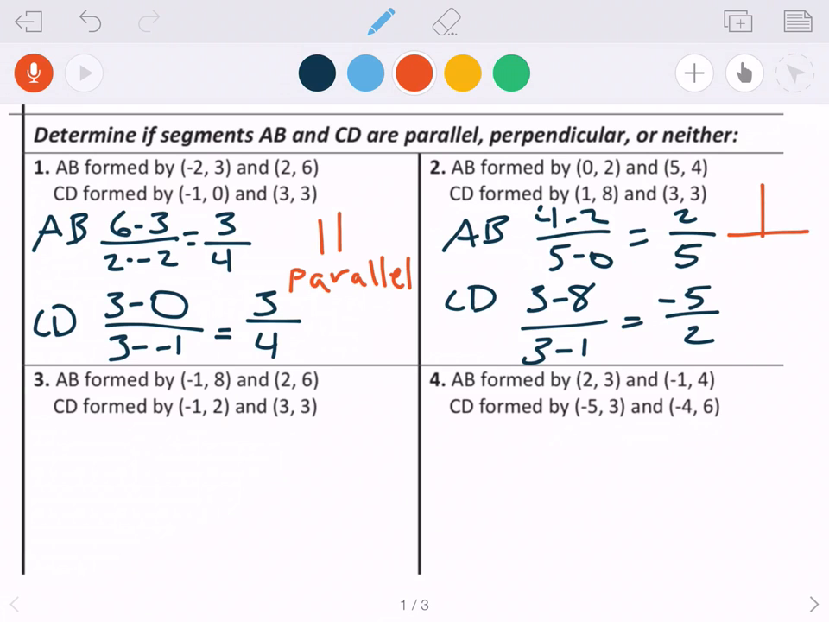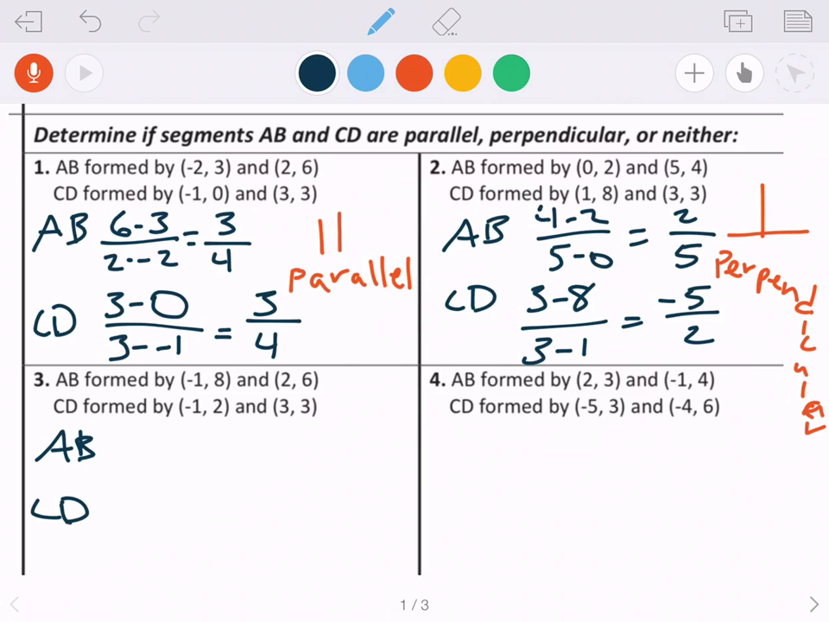So the symbol for perpendicular is, might run out of room here. Obviously I ran out of room. The symbol for perpendicular is, two lines that are intersecting at a 90-degree angle. So let's look at number 3.